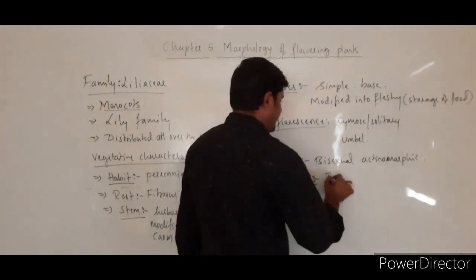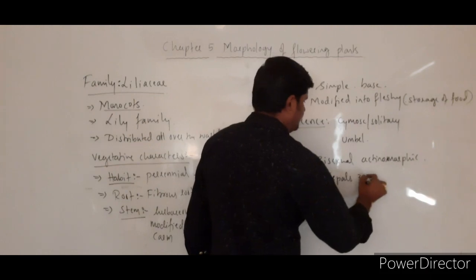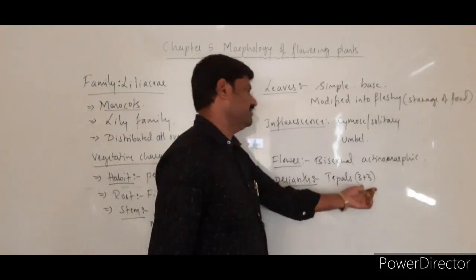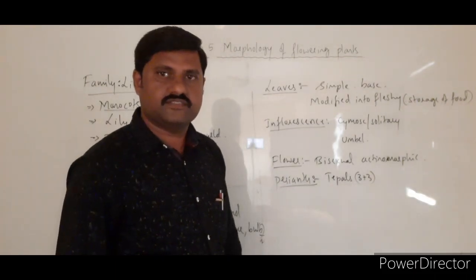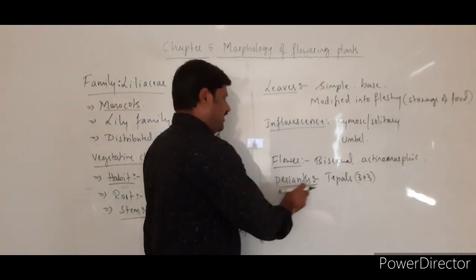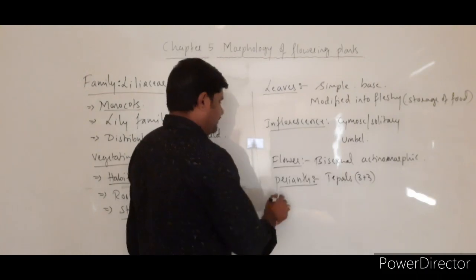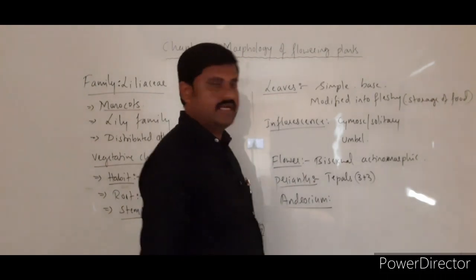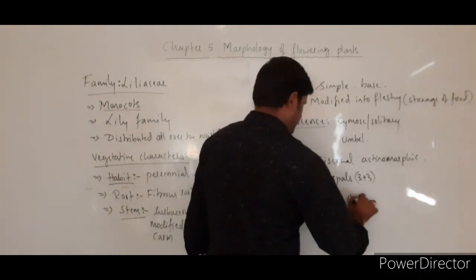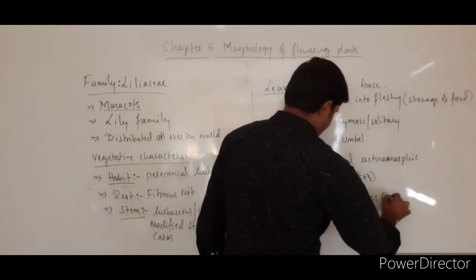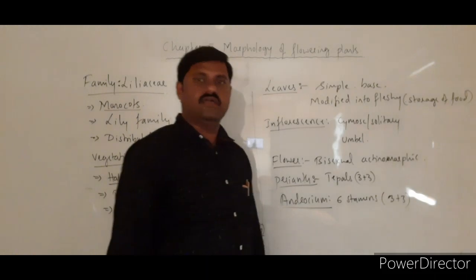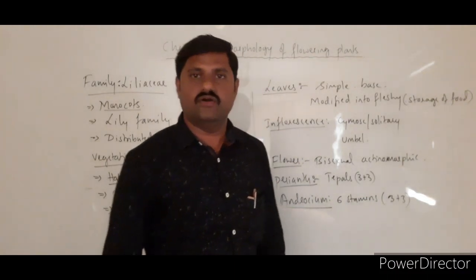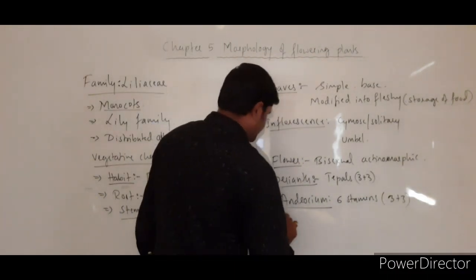So how many tepals are there? Tepals are 3 plus 3. So they are present in two whorls, right? 3 plus 3 tepals are present over here in perianth condition. Okay, and after this one, androecium. Androecium contains 6 stamens, and all these 6 stamens are present on the tepals itself, means they are attached on the tepals, that is 3 plus 3. So over here androecium it is.